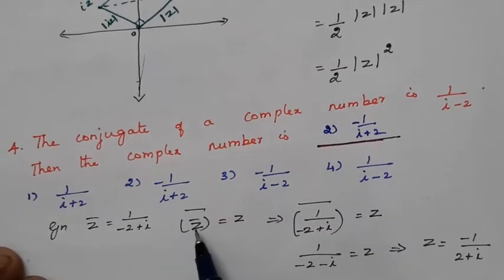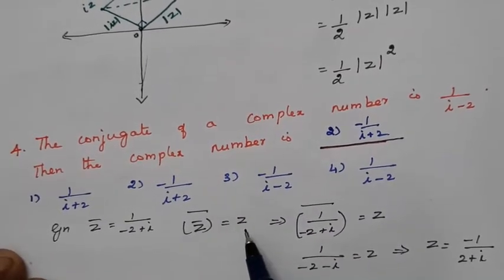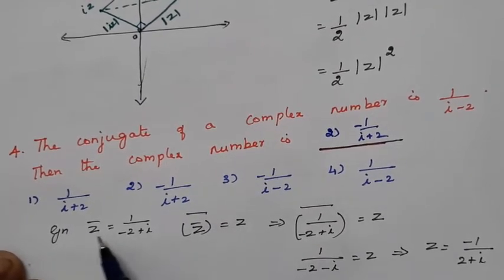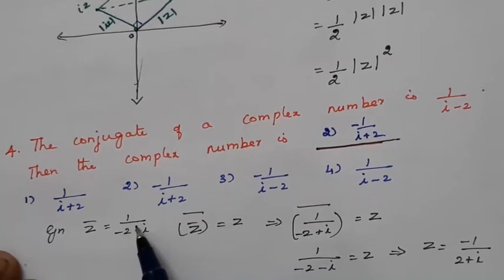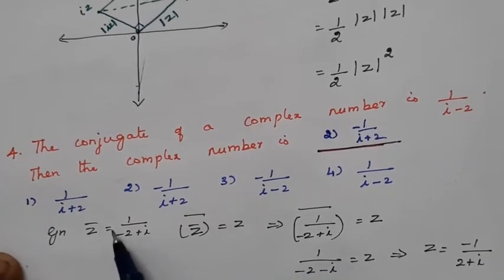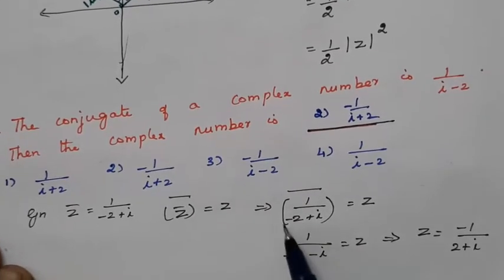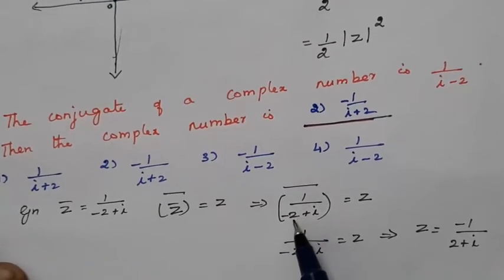You know that the conjugate of a conjugate gives the complex number itself. That is, (z bar) the whole bar is equal to z. So by taking z bar as the given complex number 1/(−2+i), and again if you take the conjugate of this one, you will get z. So what is the conjugate of the given complex number 1/(−2+i)?